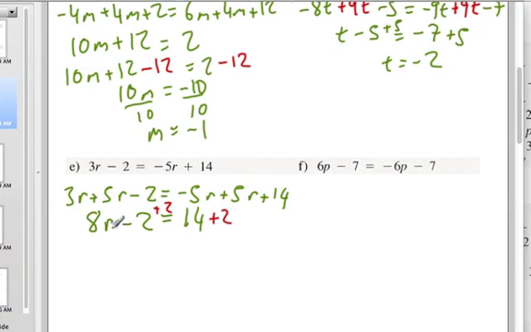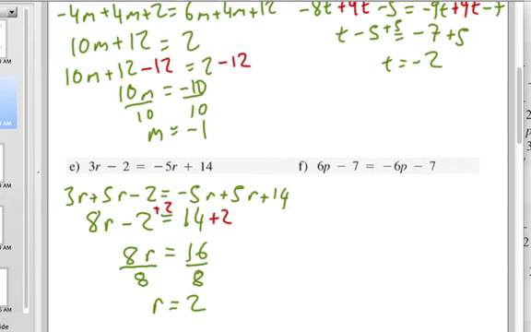And so 8r subtract 2 plus 2 is 8r. And on the right-hand side of the equation, we have 16. We have 8 times r, so we have to use the opposite operation. So we divide both sides by 8. So r is equal to 2.